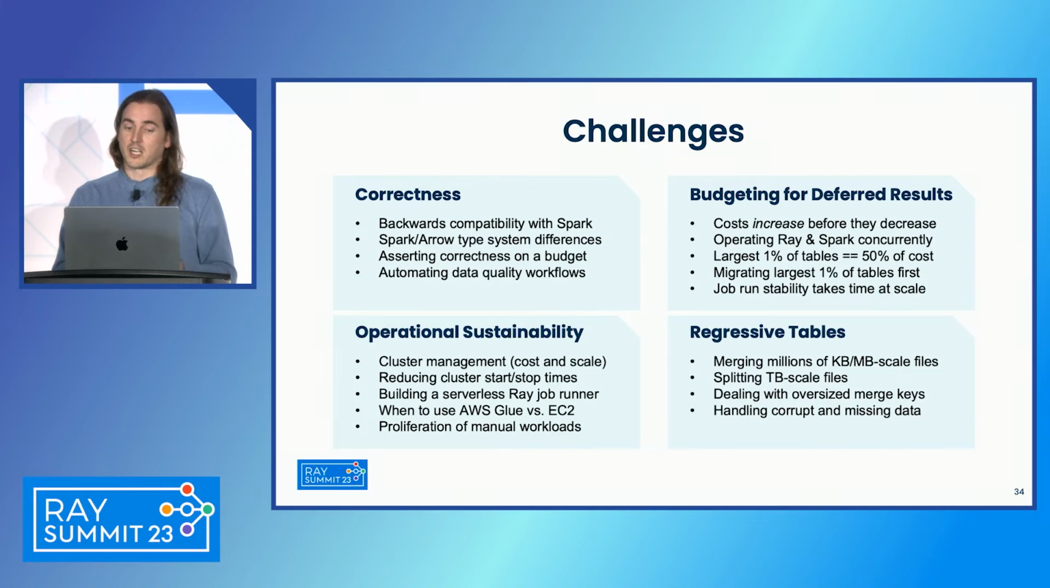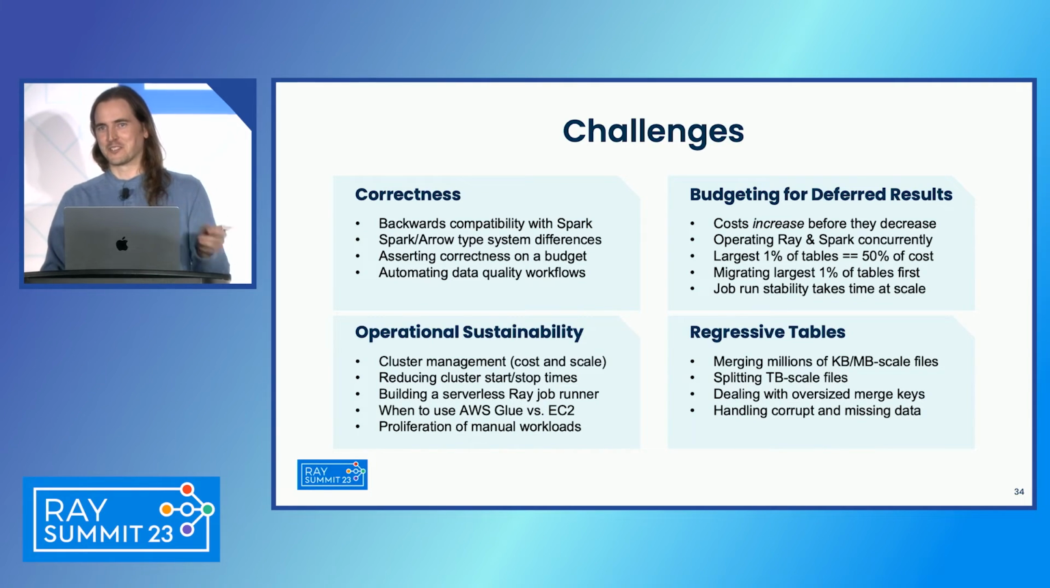And then automating those workflows, right? And budgeting for deferred results is a big thing too, right? We're running them in shadow mode. Costs are going to go way up before they go down. So you have to have a budget and buy-in from your business leaders to say, hey, do you want to spend a lot more money this year so that you can save money next year? That can be a hard proposition to push through unless you have really convincing data that says, I promise you, you'll save money. And here's by when you'll break even.